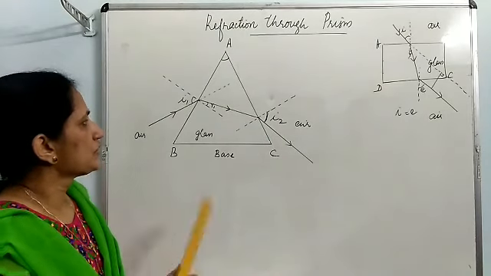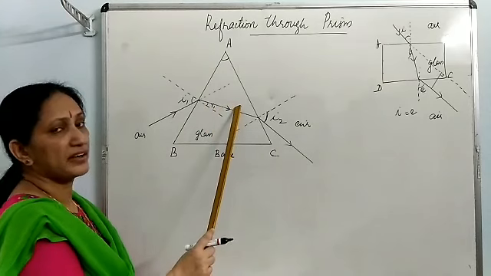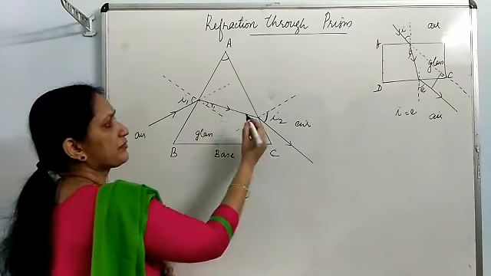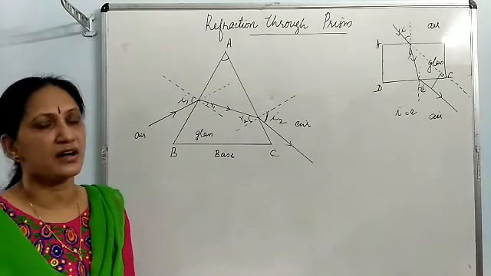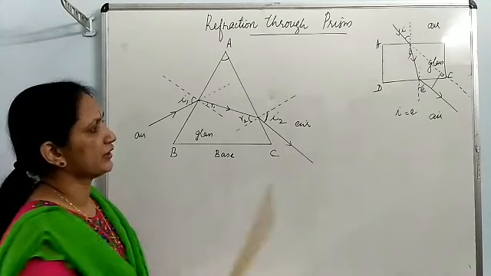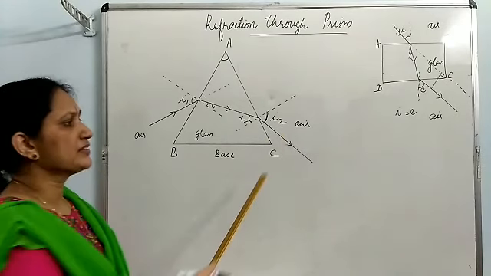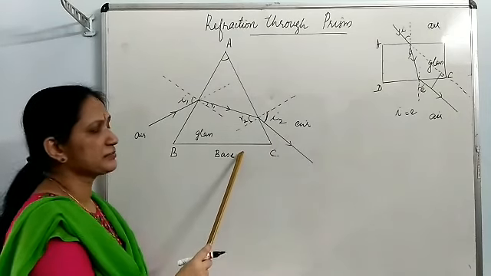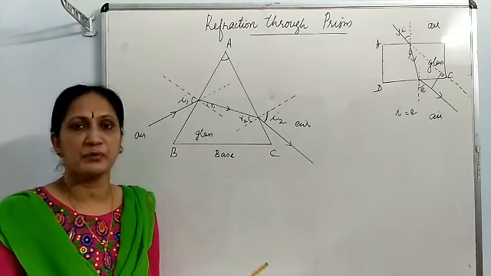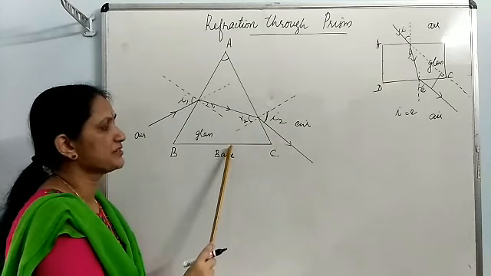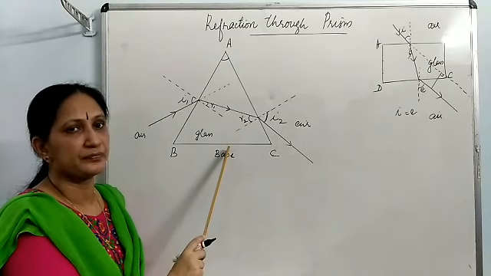Okay. So this is the incident ray, refracted ray, emergent ray, and this is the first angle of refraction, and here this is the second angle of refraction. I am giving the symbol as R2. Then this is angle of emergence. Here you could see one thing, this refracted ray, emergent ray is bending towards the base. It is important point to remember, whenever a light ray passes through a prism, the emergent ray will be always bending towards the base only.